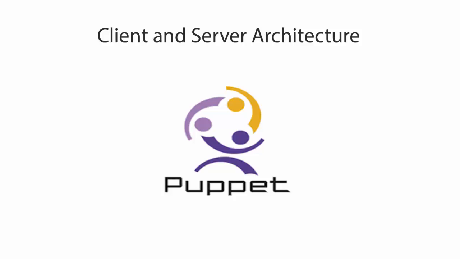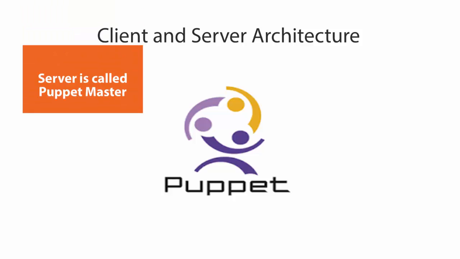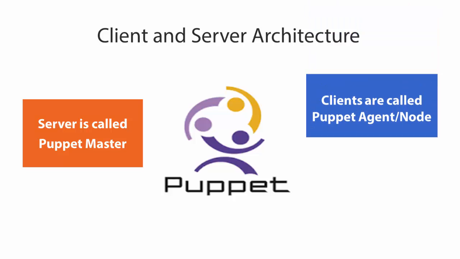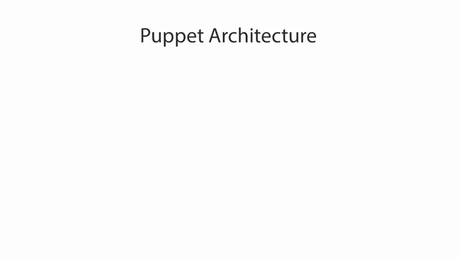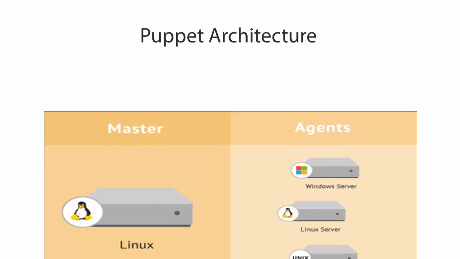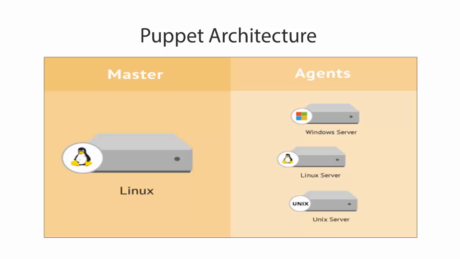Puppet uses client and server architecture. Server is called master and client is called agent or node. In terms of an application, we call it agent, and node in terms of host. As a Puppet Master, Linux systems are used, and for the agent system, various systems such as Windows Server, Linux, and Unix servers are used. In this course, I will use CentOS 7 as a master server, and CentOS 7 and Ubuntu 14 will be used for the agent.